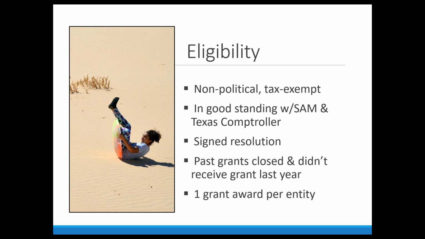And then in addition, we can only accept one grant award per entity. So you cannot submit 2 to 3 different proposals, hoping that maybe one of them is awarded. You really need to narrow down which proposal might be the most competitive, or you can combine those proposals into one joint application that you're going to be submitting to us. So only one grant award and only one grant application per entity.